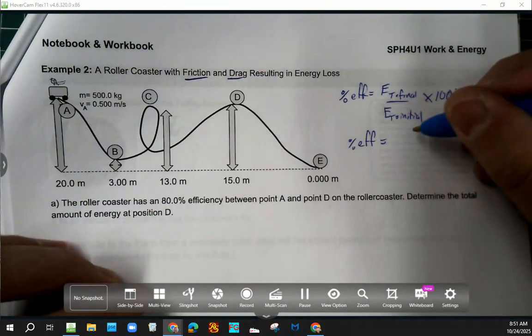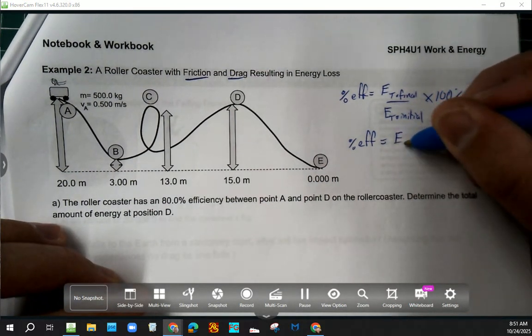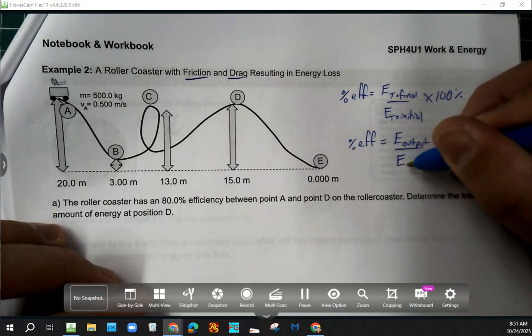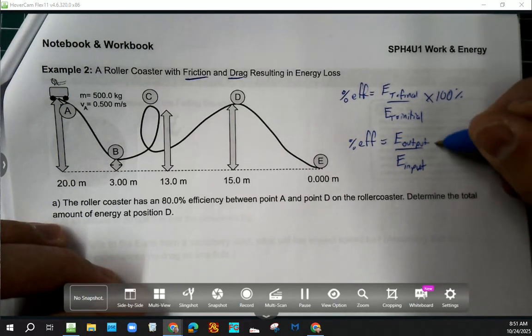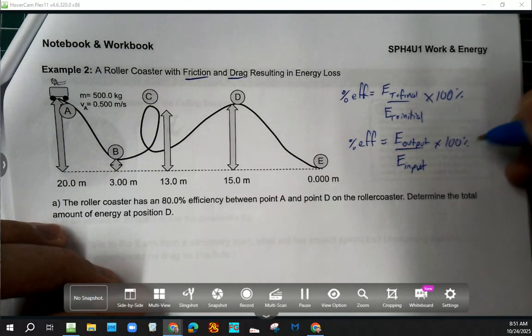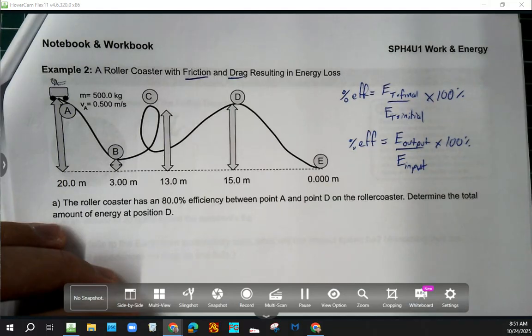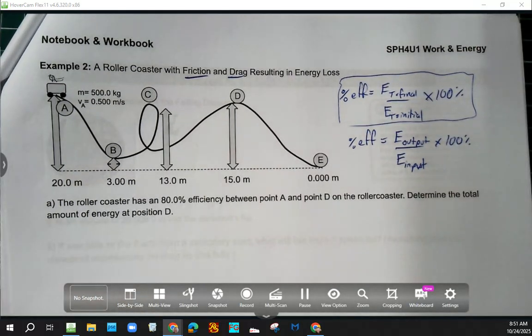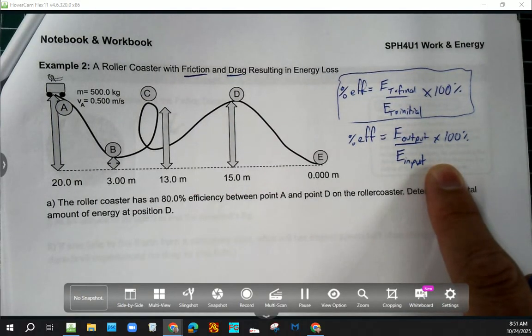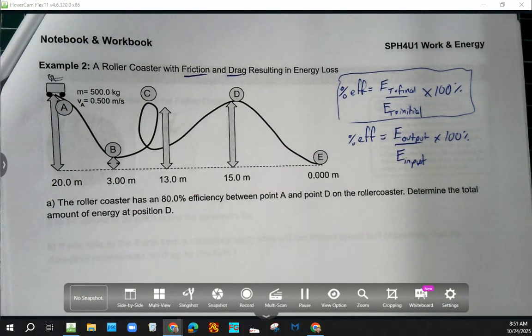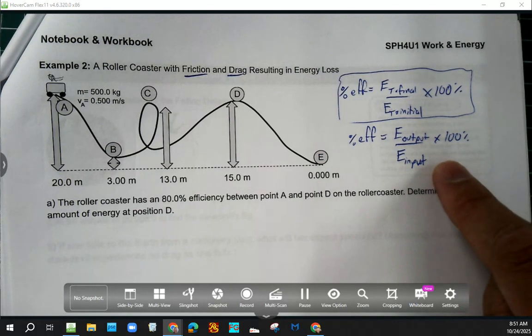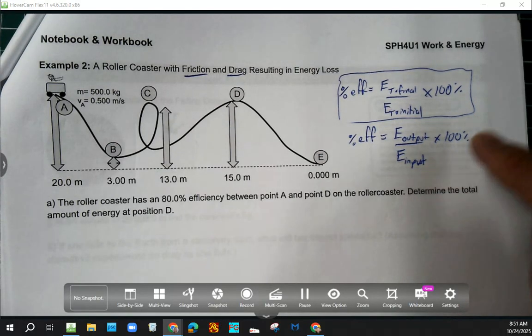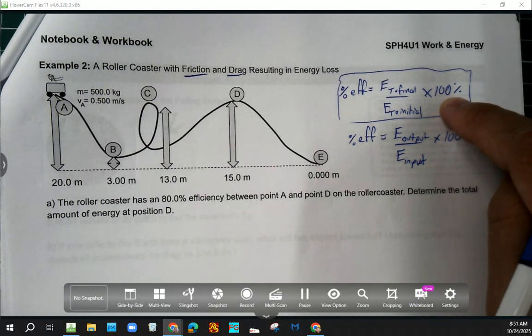I remember in tech class, they talked about energy output divided by energy input times 100%. Doesn't really matter which version of that equation you like. I'm going to put a box around this one. This is the one that my physics teacher told me. This is the equation that my tech teacher told me. And it's the same idea, right? Efficiency is efficiency. Whether you're talking about auto class, or you're talking about a roller coaster. Same, okay?